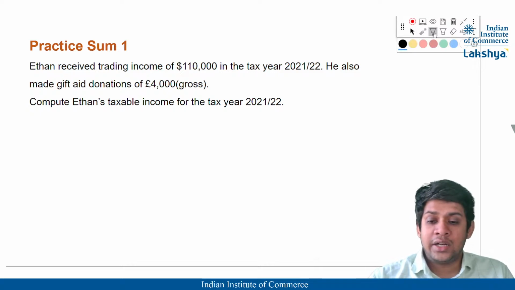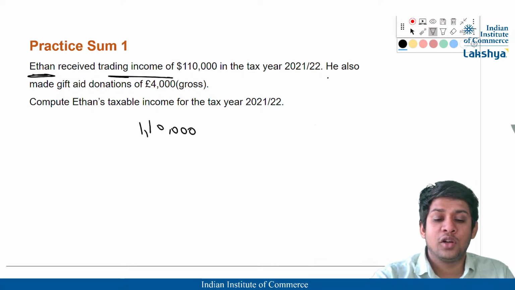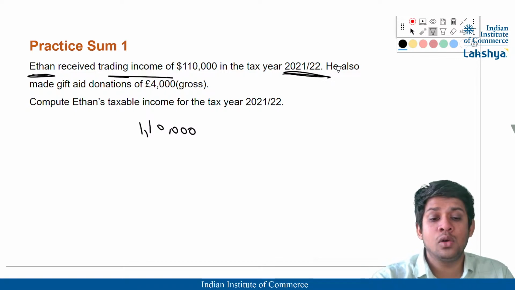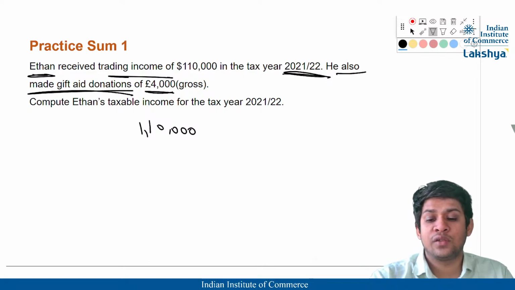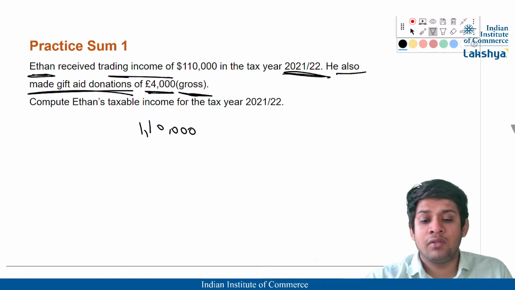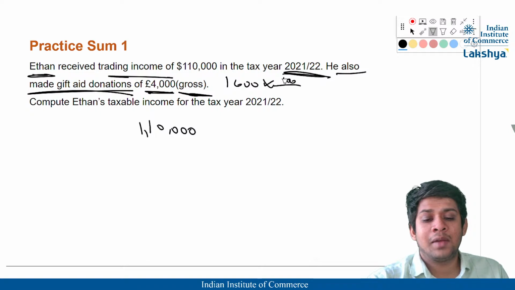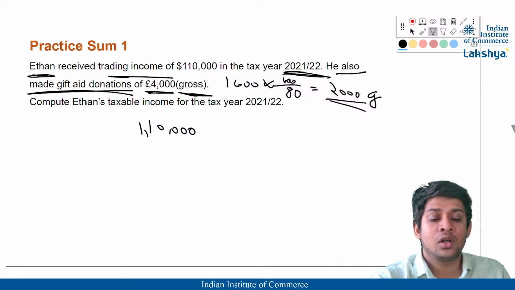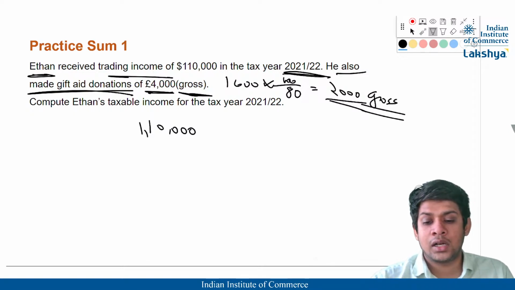Okay, now let us calculate here. Ethan received trading income of 1,10,000 pounds for the tax year 2021-22. He also made gift aid donations of 4,000 pounds, which is gross, not net. If the net is given to you, maybe say 1,600 contributed, you will just multiply it by 100 and divide by 80, so you will get 2,000 here, which is your gross, and always the gross amount is deducted while calculating adjusted net income.